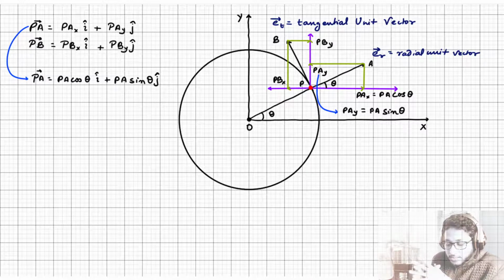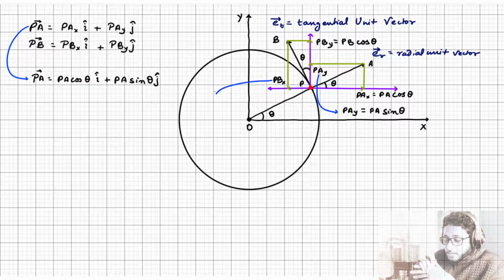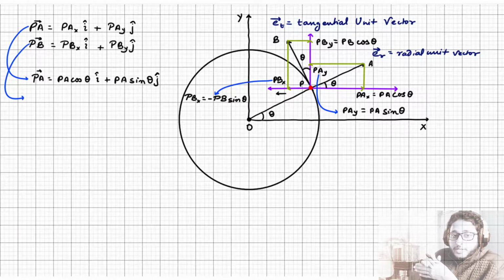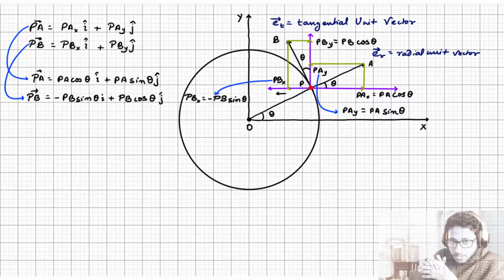Whereas in the case of vector PB, the components will be a little bit different, since PB is making an angle theta with the y-axis. So the component along the y-axis will be PB cos theta, and the component along the x-axis will be PB sin theta with a minus sign on it because it is in the opposite direction, the negative x-axis. So vector PB can be written as minus i PB sin theta plus j PB cos theta.